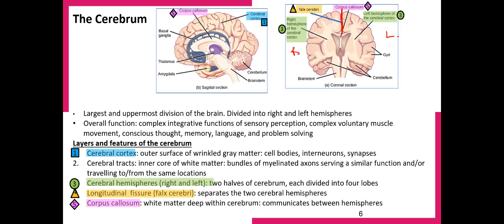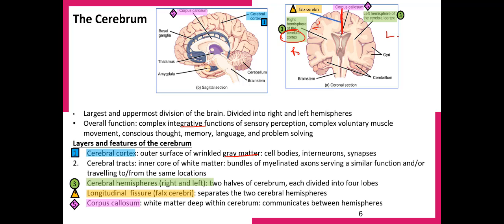Overall function of the cerebrum listed over here: complex integrative functions of sensory perception, complex voluntary muscle movement, conscious thought, memory, language, problem solving. So it's a whole lot of activities that is part and parcel of the function of the cerebrum. As I said, the outside part of the cerebrum is called the cerebral cortex, and it's made out of gray matter.